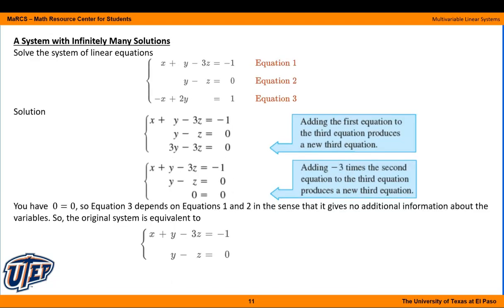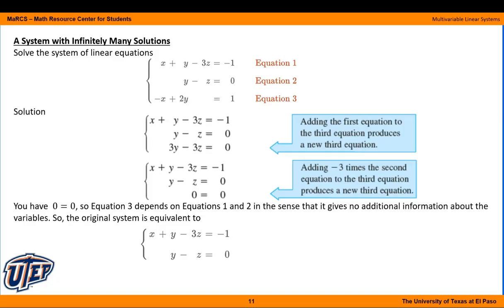Now consider a different example. After applying Gaussian elimination, we eventually obtain 0 equals 0. Unlike the previous example, this statement is always true. A true statement does not create a contradiction. Instead, it tells us that one equation was redundant and provided no new information.